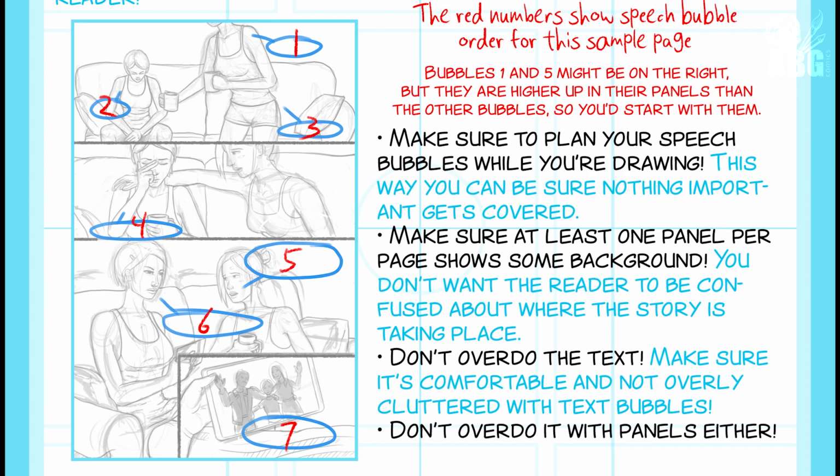This is a sample page out of the Creating Comics Start to Finish workbook where it talks about drawing your pages and laying out your speech bubbles. Now, you'll see that the red numbers here show the order of the sample page. Bubbles 1 and 5 are on the right, not on the left, but because they're higher up within their panels than the other bubbles are, they will get read first. So that is left to right, top to bottom.